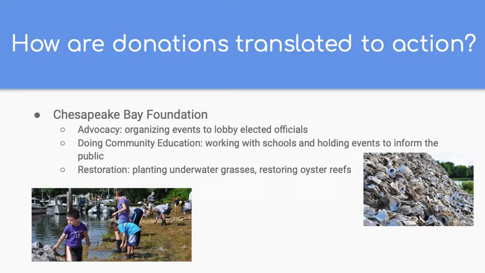They also do lots of community education, working in public schools to do events and do education about environmental issues. They also hold larger events to inform the public. And they do restoration as well. So that's like planting underwater grasses and restoring oyster reefs to hopefully keep the bay cleaner for longer.